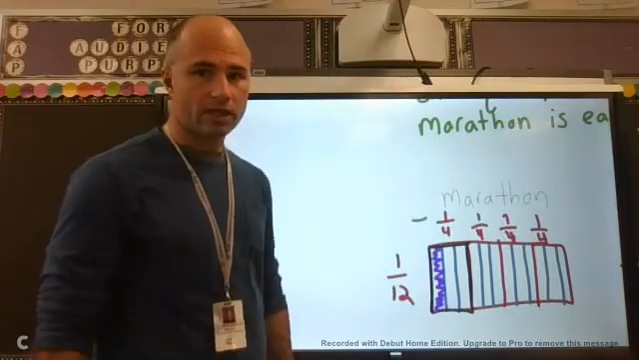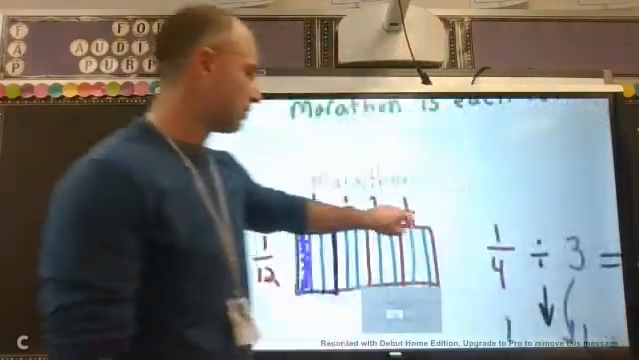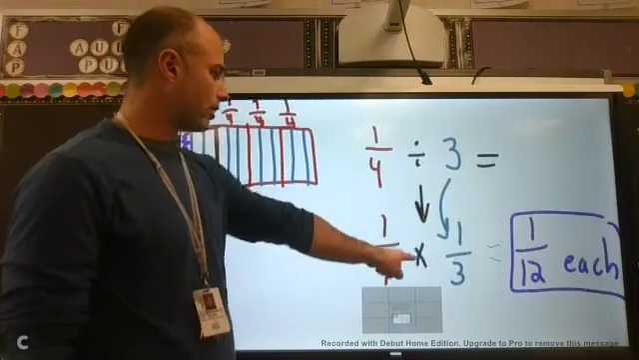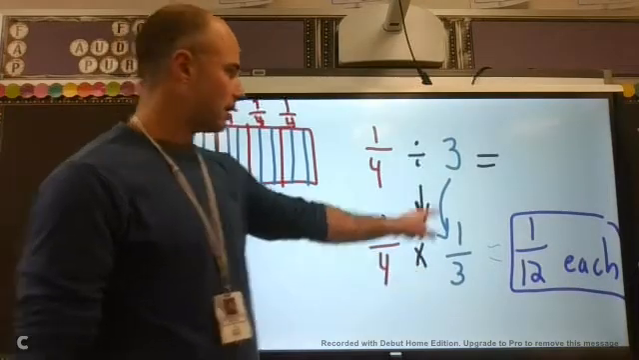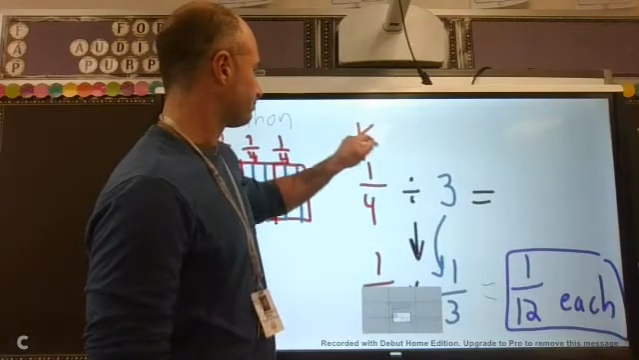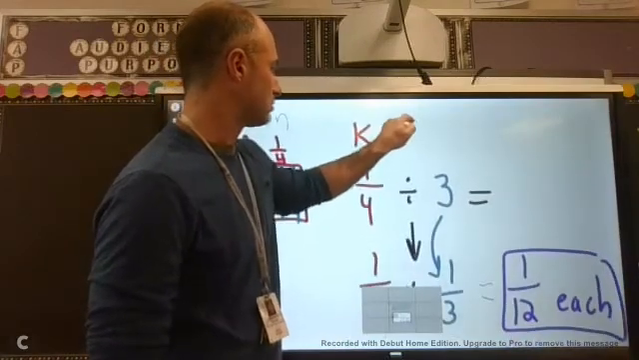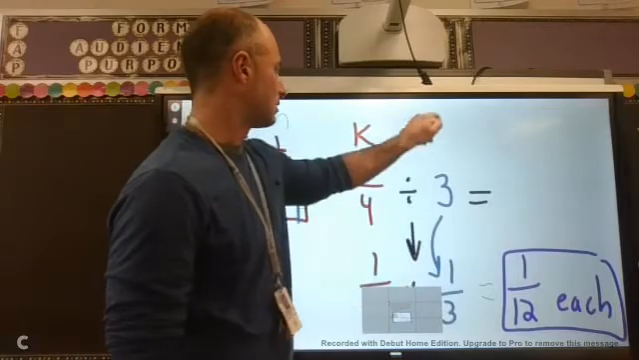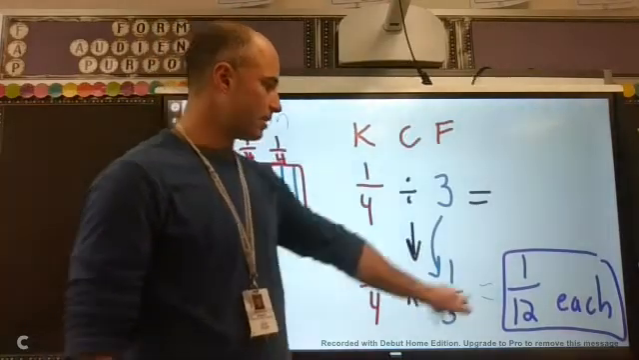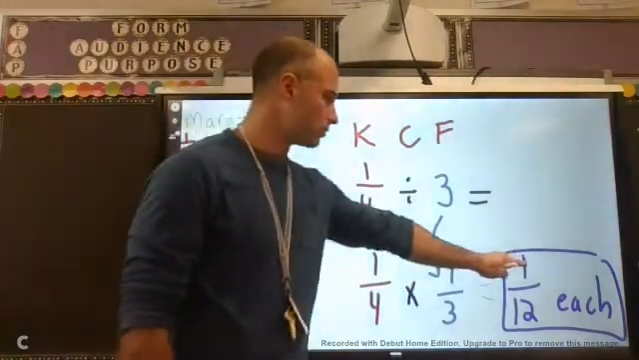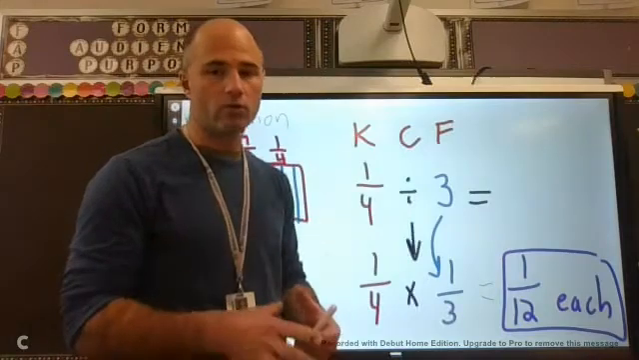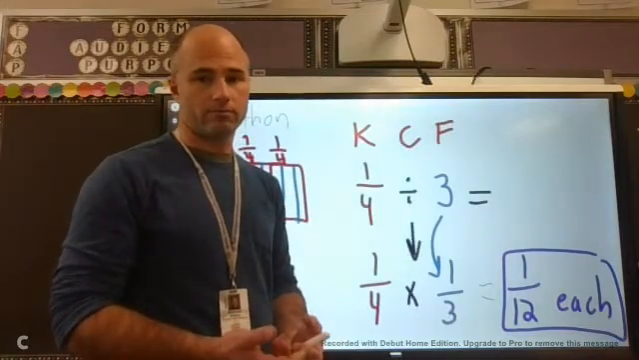How do you solve that with the KCF? 1/4 you keep. You flip it to multiplying, you change it to KCF. Keep, change to multiplication, and flip the 3 to 1/3. Which you end up finding out when you do 1 times 1 equals 1, 4 times 3 equals 12. Each friend is doing 1/12 of the marathon.